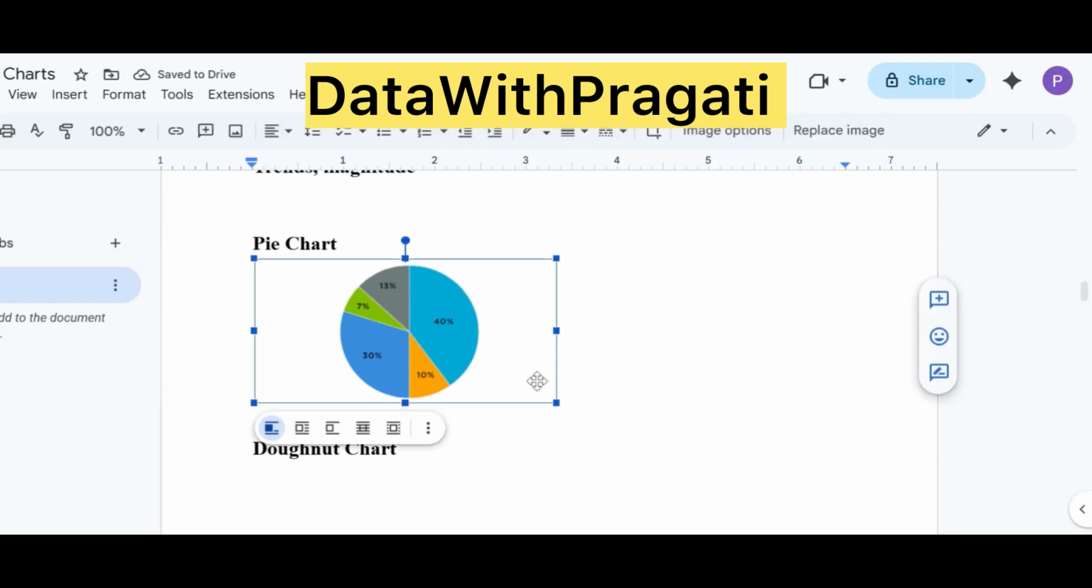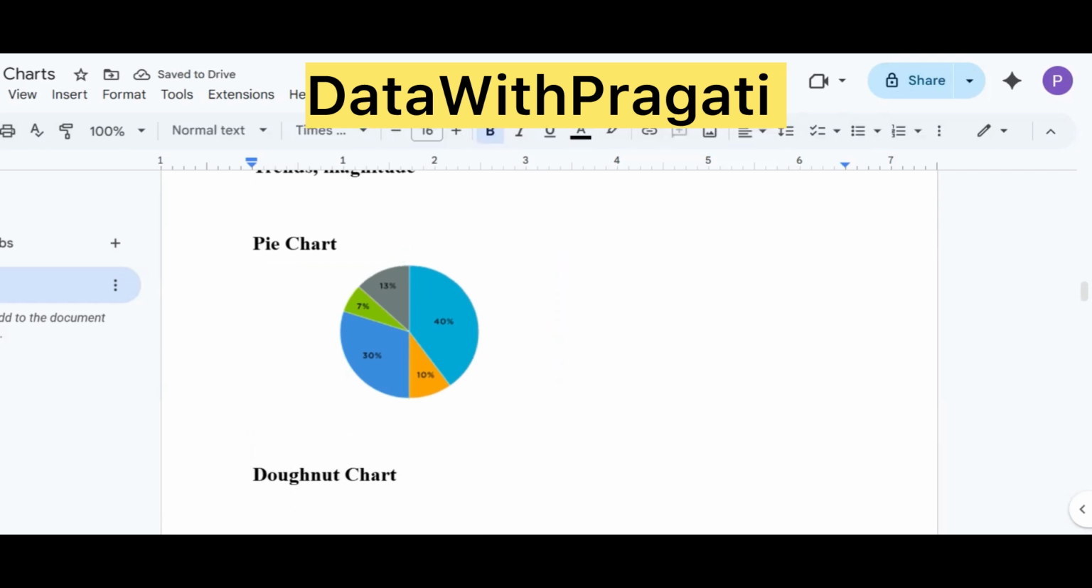Next is the pie chart. Pie charts show how different parts contribute to a whole. Example: market share of companies, percentage of male and female customers. Important tip over here: a pie chart works best with 2 or 3 categories. Too many slices make the chart confusing.